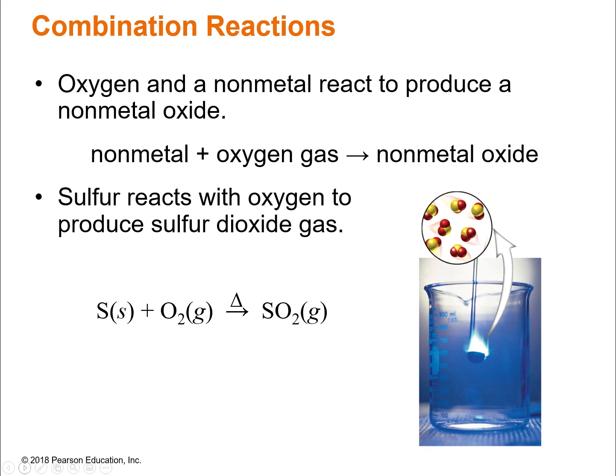You can also take oxygen and a non-metal and produce a non-metal oxide. One example would be reacting sulfur with oxygen, and you produce sulfur dioxide gas. You've got 2 reactants coming together to make 1 product. That is the hallmark of a combination reaction. Many reactants, 1 product.